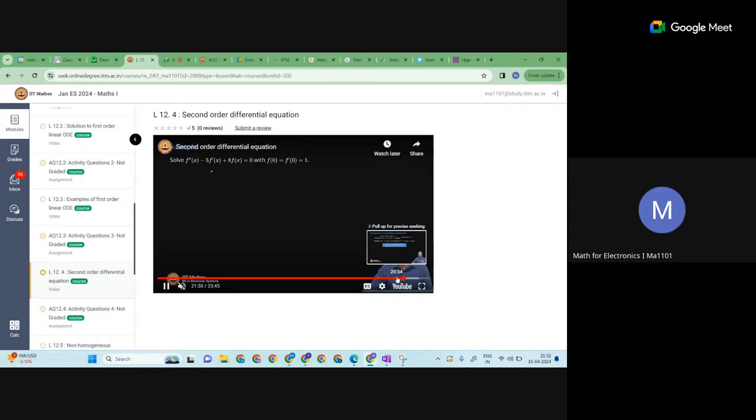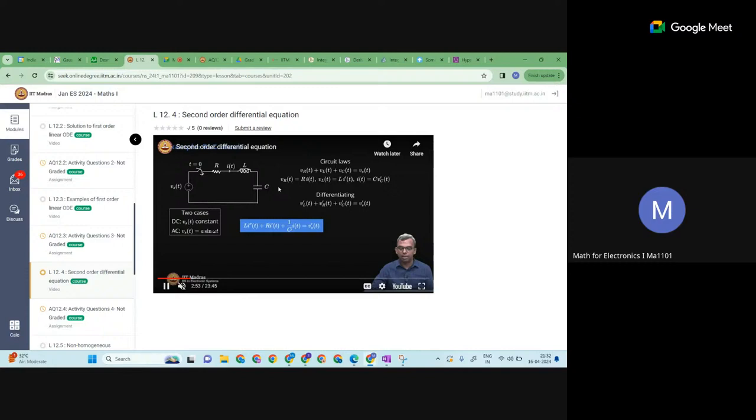Sir is giving, in that circuit, from that circuit, what differential equation you are getting, that's the only point. That's the only main case, what kind of differential equation you will get once you solve this circuit problem. We'll get this differential equation, this one, where this L I prime, whatever the thing is there. Some differential equation we'll get, and we'll try to solve that differential equation.